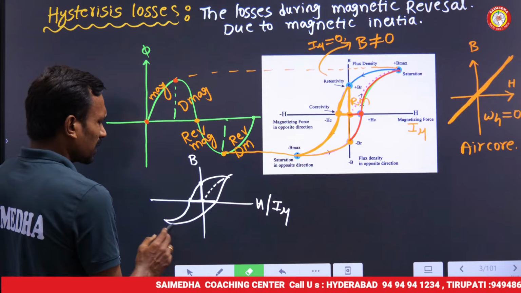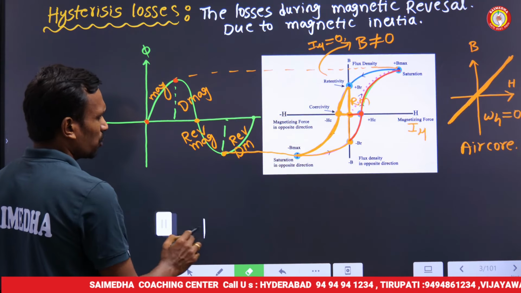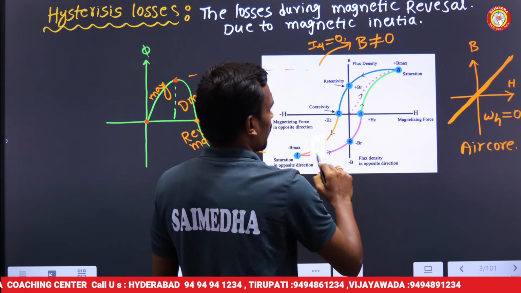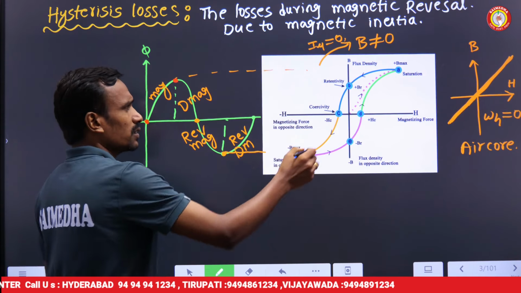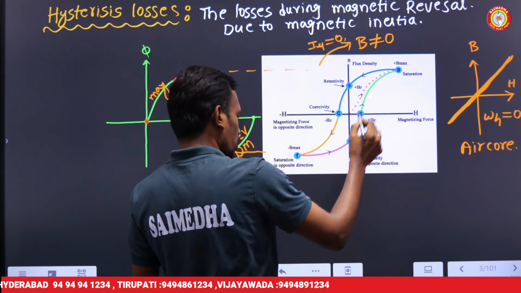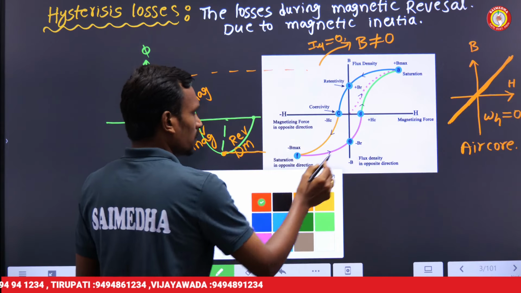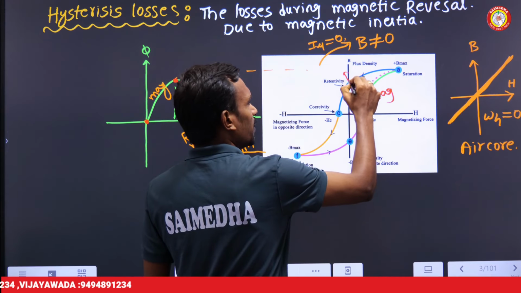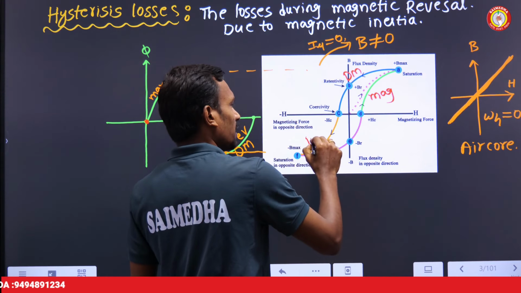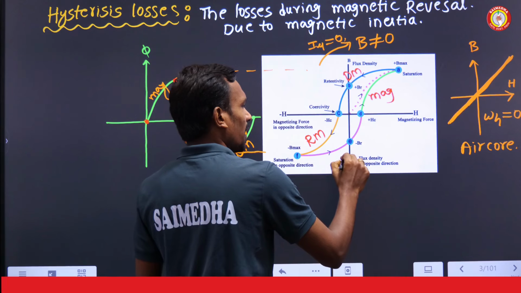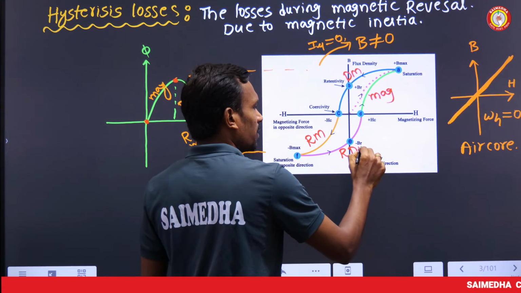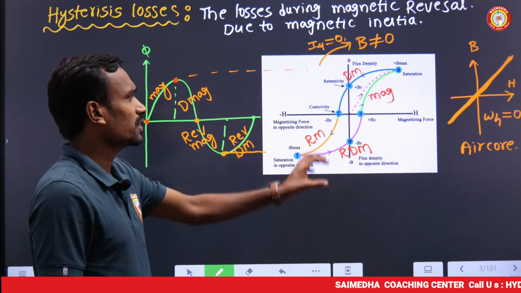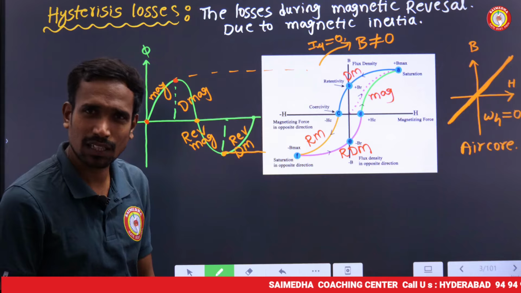So this complete hysteresis curve I have shown here. See here, this is the magnetization, this is the demagnetization, this is the reverse magnetization, and this is the reverse demagnetization. This complete curve is called the hysteresis curve.